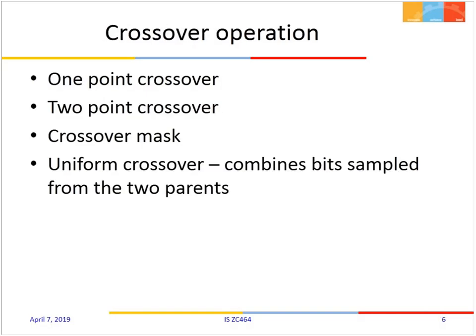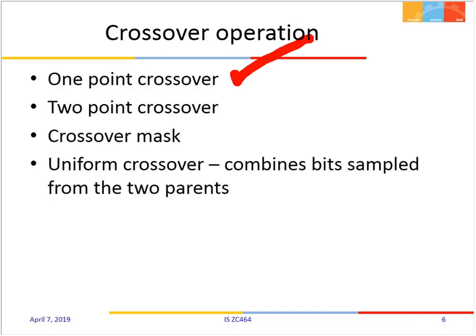So for the crossover, we have different strategies. One is one point crossover. That means you can have only one place from where you can split the original parent bits and create the crossover offsprings. The offsprings are created by combining the first part of the first bit string and the second part of the second bit string, as we discussed in the last class.